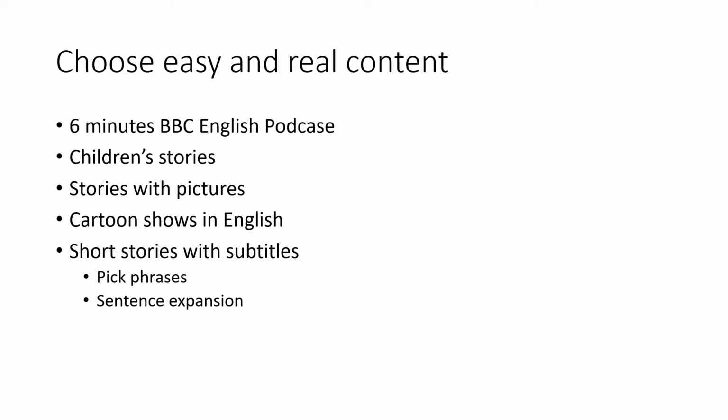Choose real and easy content. So do not read from difficult books. Use some easy content like 6 minutes English broadcasts or some children's stories or stories with pictures, cartoon shows in English, something which is very easy to understand, which you can understand in one go. So your tempo of understanding is not broken. You understand every single word with the help of pictures, with the help of stories, so your learning would improve.